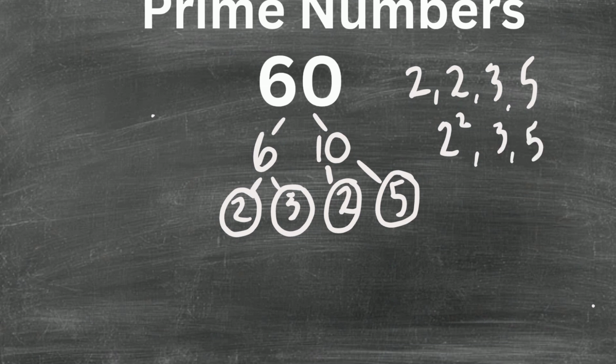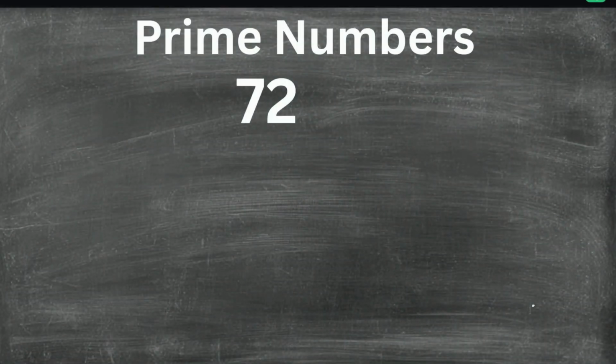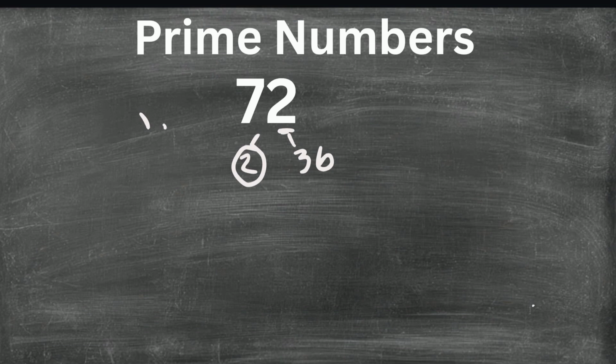Up next is 72. Okay, now let's work on 72. Again, I'm going to do a factor tree. So why don't we just go ahead. Again, it ends in an even number, so I'm just going to start with 2. 2 times 36 is equal to 72. And 2 is prime, so I'm going to circle that.